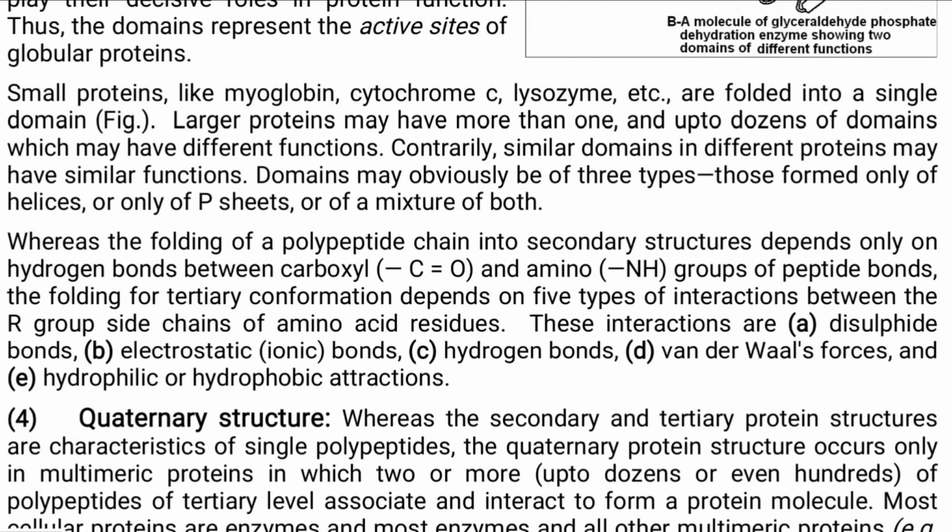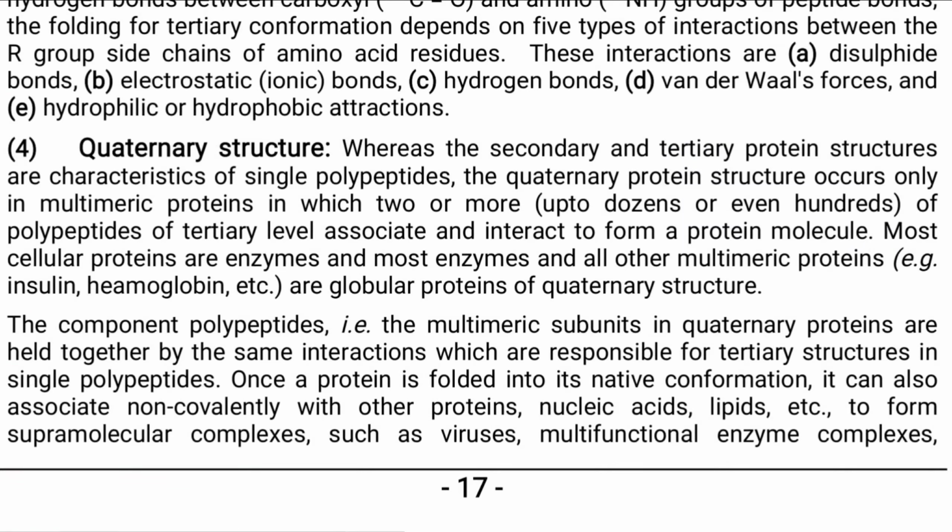Now the question arises in our mind: if the tertiary structure of the protein is forming any possible bond, what is the role of the quaternary structure? There is no type of bond left. Whereas the secondary and tertiary protein structures are characteristics of single polypeptide chains, quaternary protein structures occur only in multimeric proteins, which may have 2 or even more, up to dozens or even hundreds of polypeptides of tertiary level. Two tertiary proteins can make a quaternary protein, but there may also be hundreds of tertiary proteins coming together to make one single quaternary protein.